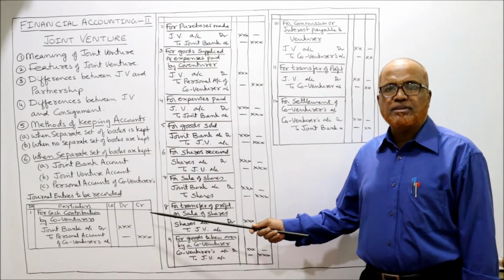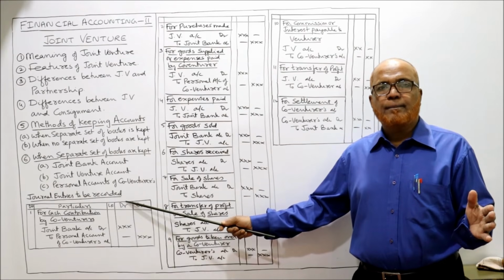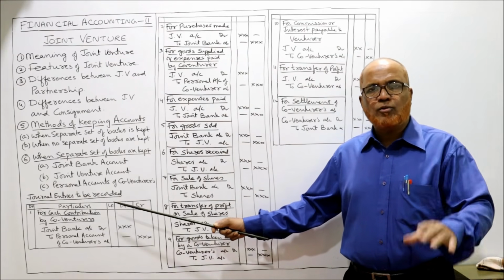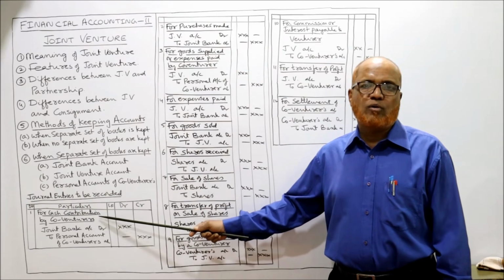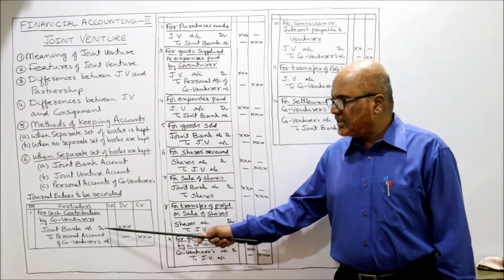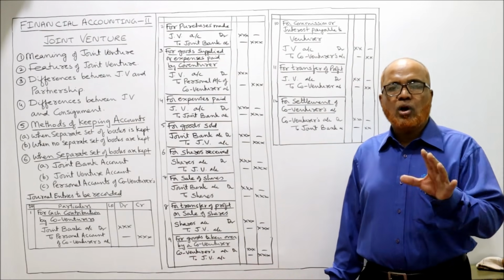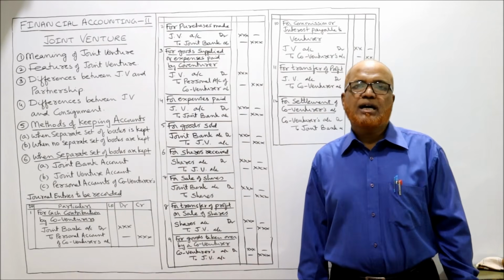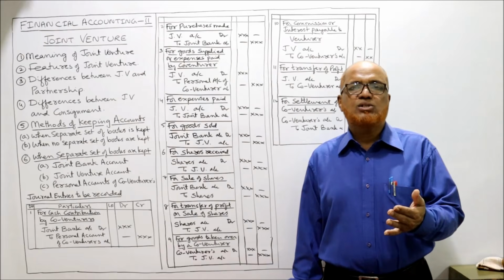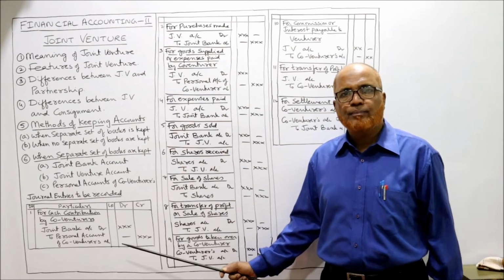So this is a simple method where separate set of books are maintained. So again I repeat, when separate set of books of accounts are maintained, 3 accounts are open: joint bank, joint venture and co-venturers personal account. And these are the entries. So you have to be thorough on the entries. Logically you have to think which account should be debited and which account should be credited. What are the possibilities of the journal entries? What type of transaction may take place in joint venture?